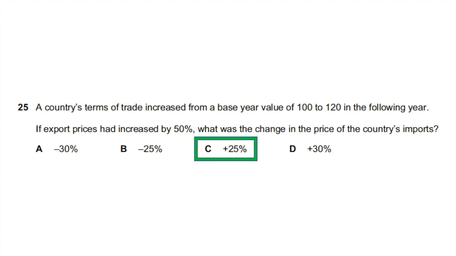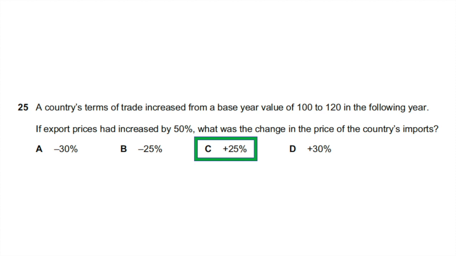We take a look at the weighted index of average export prices divided by the weighted index of average import prices times 100. If the index of average export prices was 150 and the index of average import prices was 125, then the terms of trade would rise from 100 to 120.